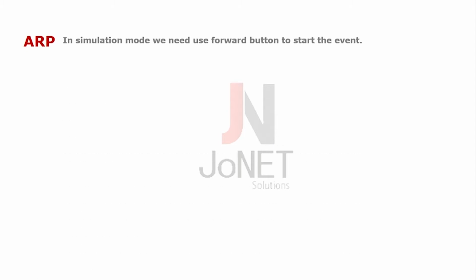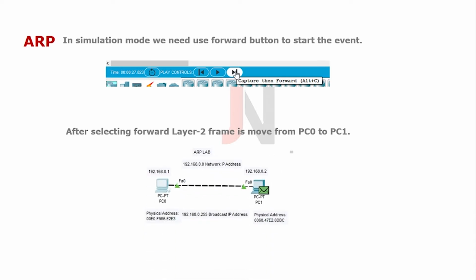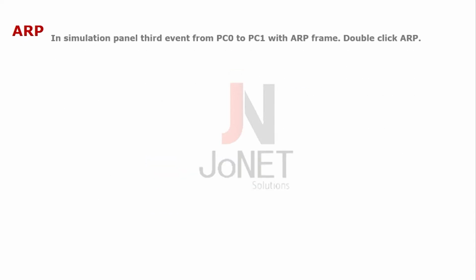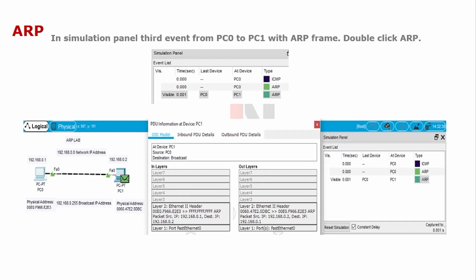In simulation mode, we need to use the forward button to start the event. After selecting, now the layer 2 frame is moved from PC0 to PC1. Once it has moved, we will open the third event from PC0 to PC1 with the ARP frame, double click it. Then we can find what the inbound frame is and what the outbound frame is. In inbound, it shows the MAC address it is trying to find, that is PC0's, which is why it is the broadcast address.